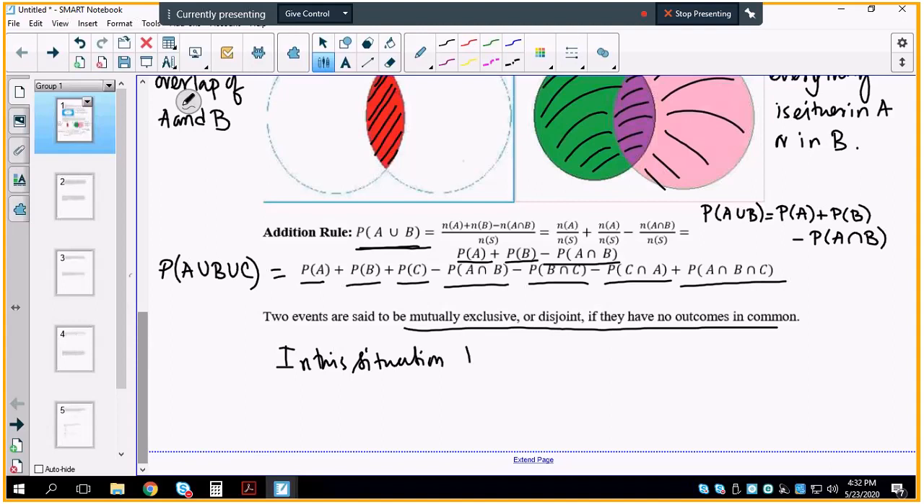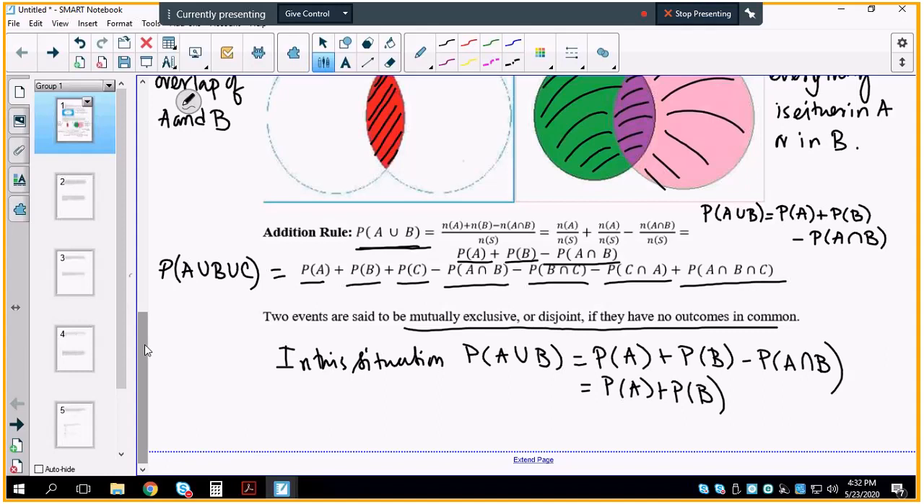The probability of A union B, remember, the formula says is the probability of A plus the probability of B minus the probability of A intersection B. But because there is nothing in the intersection, as they are mutually exclusive, I get to say this is the probability of A plus the probability of B, as the probability of A intersection B is 0.